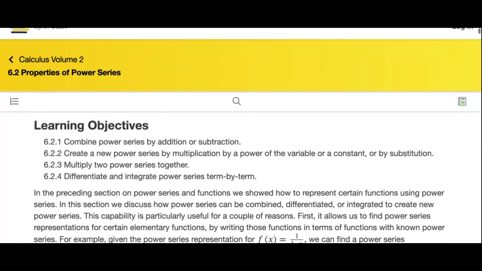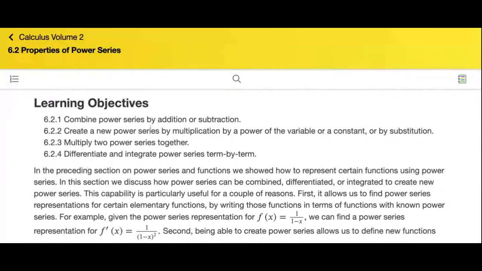So we're going to combine power series by addition and by subtraction. Of course, we do that, right? If a power series diverges, we cannot do anything. If we add two divergent series, it still diverges. But if two power series converge, that means they converge to a finite number. So we can add them, we can subtract them.